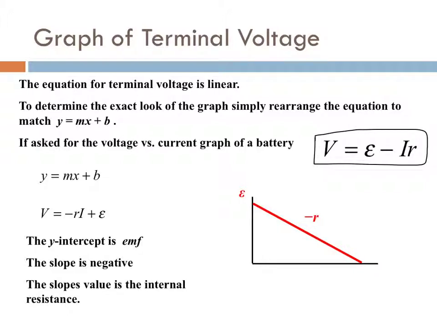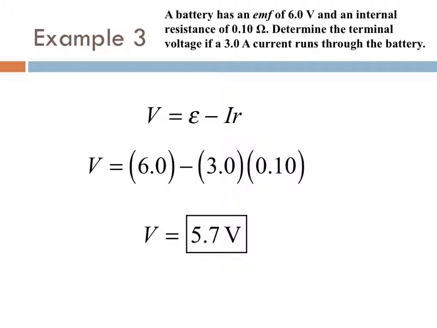So if you're asked to solve for the voltage versus current graph of a battery, again, anything versus anything means y versus x. So that means current is going to be on the x-axis. Again, we rearrange this equation so that it matches the mx plus b. And so we can see that our slope is going to be negative r. I is on the x-axis. V is on the y-axis, what we see here in the graph. And our EMF is our y-intercept.